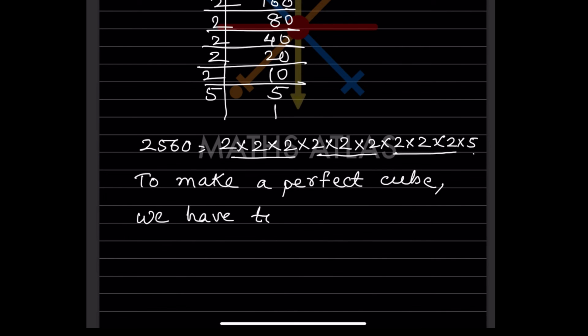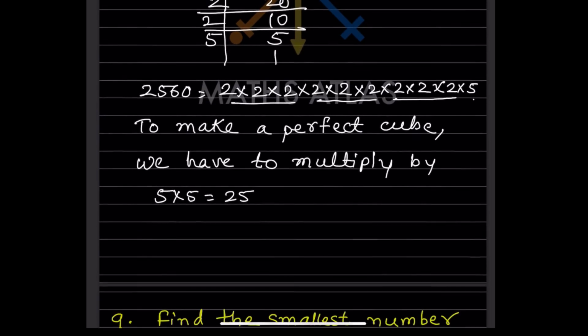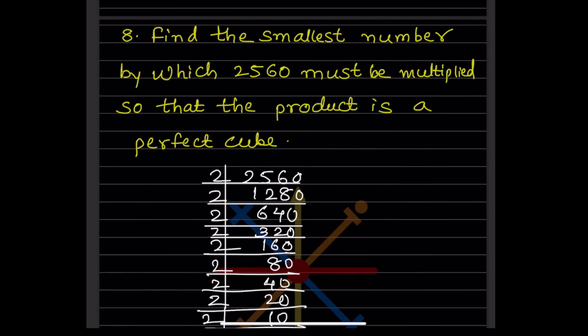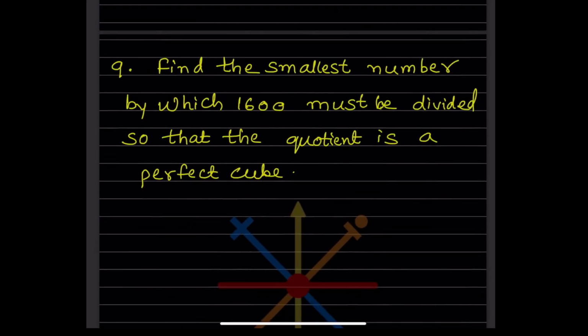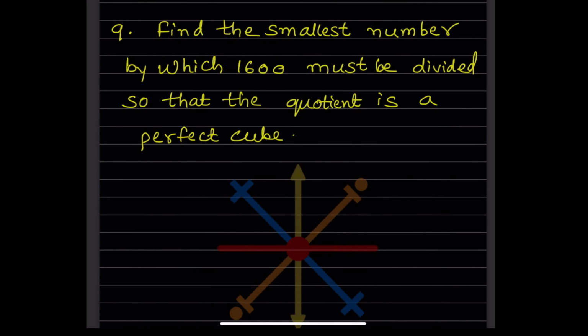It is the same as a square. Only here we need 3 numbers, in a square we need 2 numbers. We have to multiply by 5 into 5, because 1 is already there. So that is going to be 25. So what did they say? Find the smallest number. So therefore, the smallest number is 25.